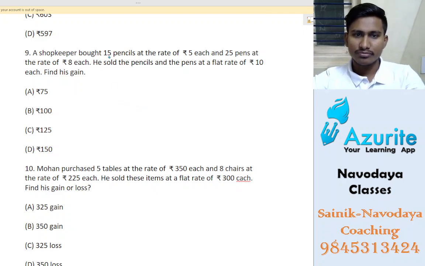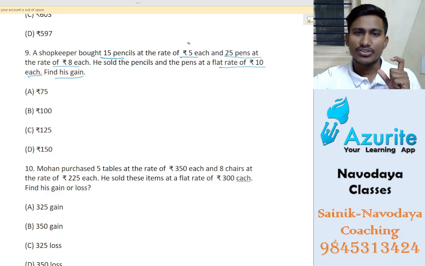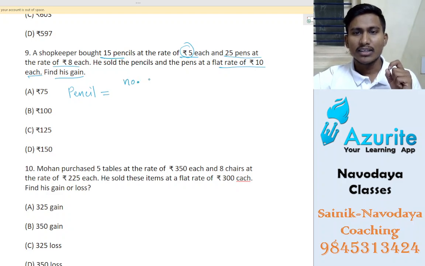A shopkeeper bought 15 pencils at the rate of 5 rupees each and 25 pens at the rate of 8 rupees each. He sold the pencils and the pens at the flat rate of 10 rupees each. Find his gain, they are telling. So what is he buying? 15 pencils for 5 rupees each. So how many did he buy? Number of pencils into rate. If you do, you will get the price.